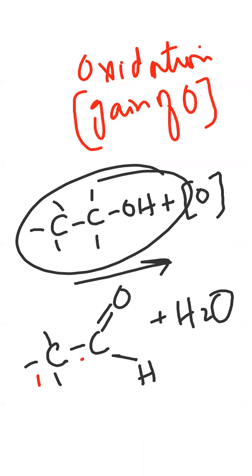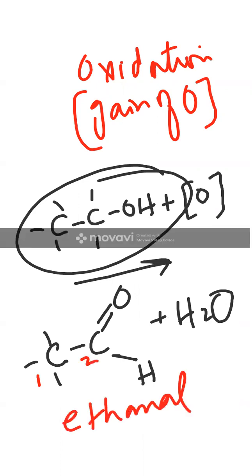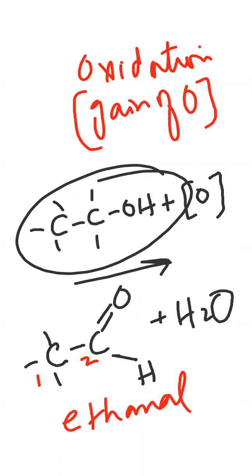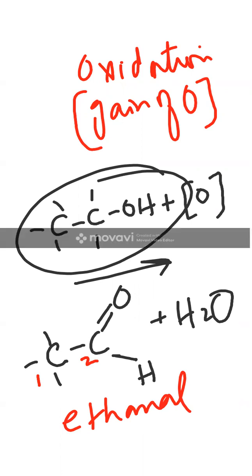1, 2. Ethanol, aldehyde AL, ethanal. It was ethanol, and oxidation of ethanol will give you ethanal. So if there is a question in your paper, for example, if they ask you how can you make aldehyde, or what will be the product of oxidation of alcohol, simple. If you want to make aldehyde, you can do the oxidation of alcohol, or oxidation of alcohol will give you aldehyde. This is simple.